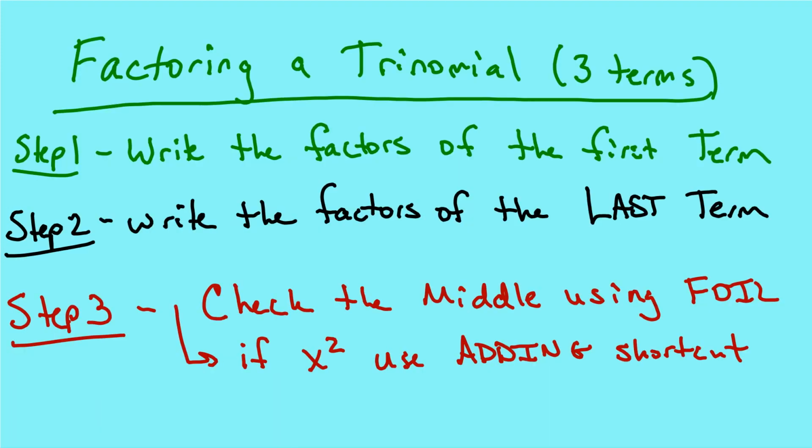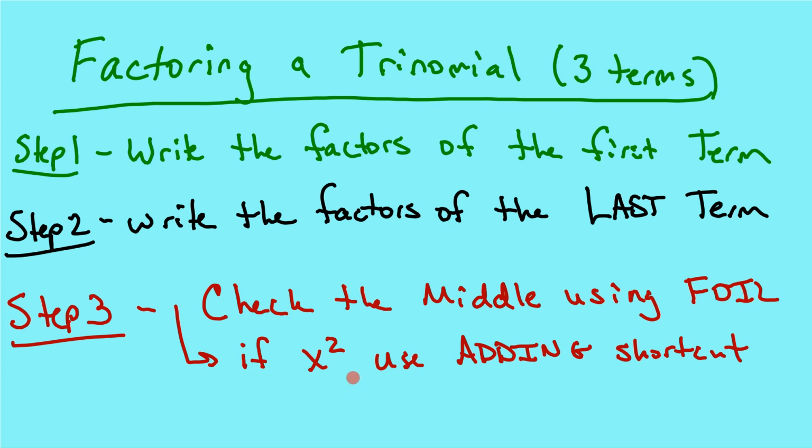Alright, so for most of part 1, you're going to have to know how to factor a trinomial. So step 1 is you write the factors of the first term. So you just take the first term. It's usually the easiest part. Step 2, write down the factors of the last term. Knowing about the signs is really important there. And step 3 is you check the middle using FOIL.